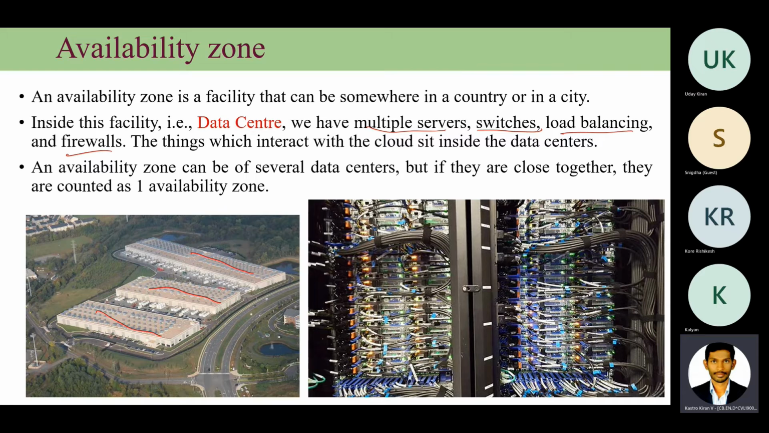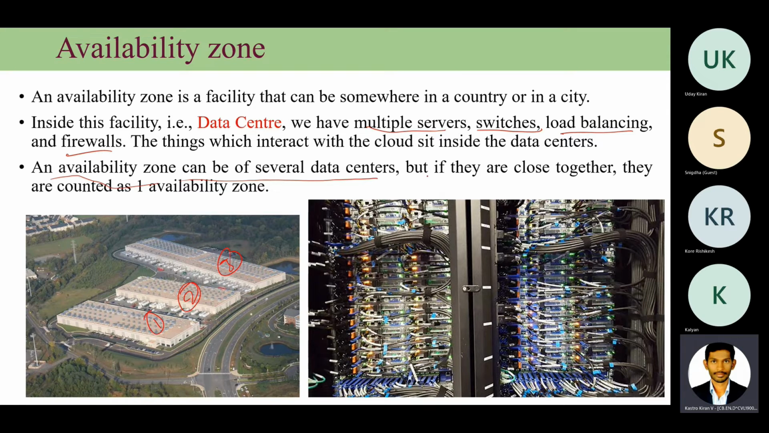And here you can see an availability zone can have several data centers. In each availability zone, you don't need to have only one data center. It can have multiple data centers. Here you can see the first data center, the second data center, and the third data center. Depending upon the requirement, it can have any number of data centers in a single availability zone.